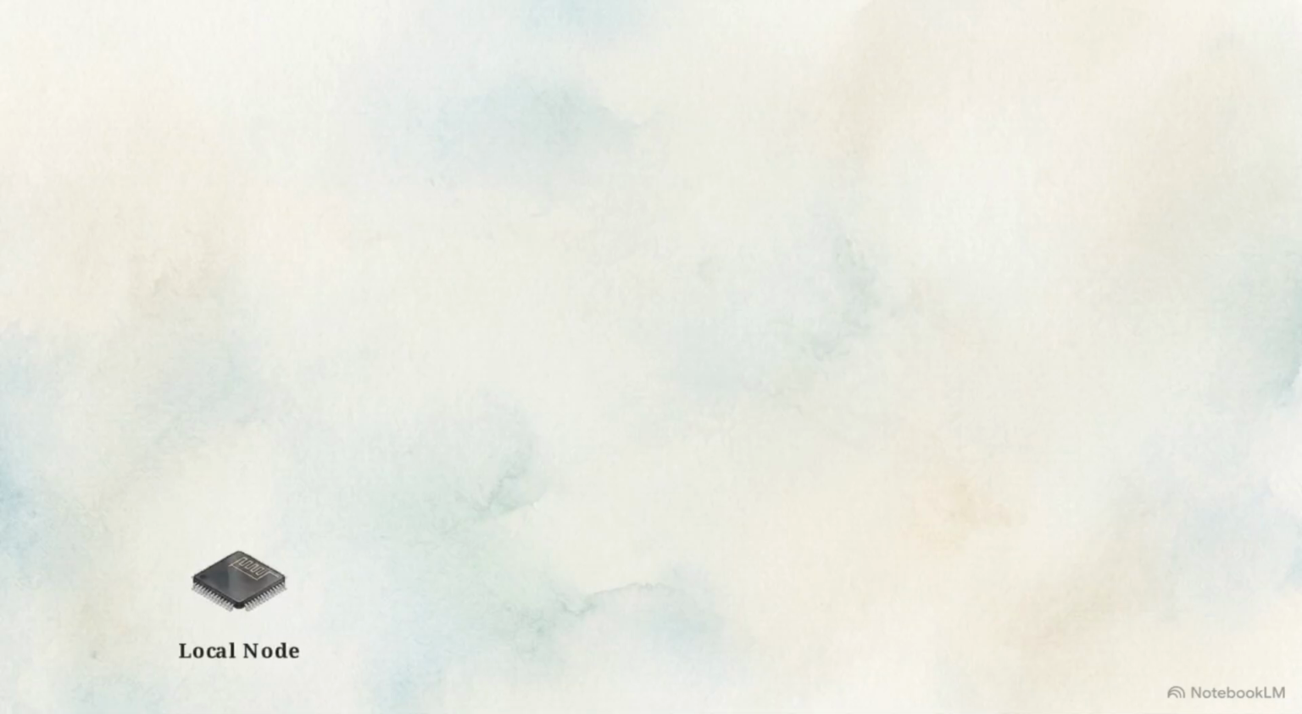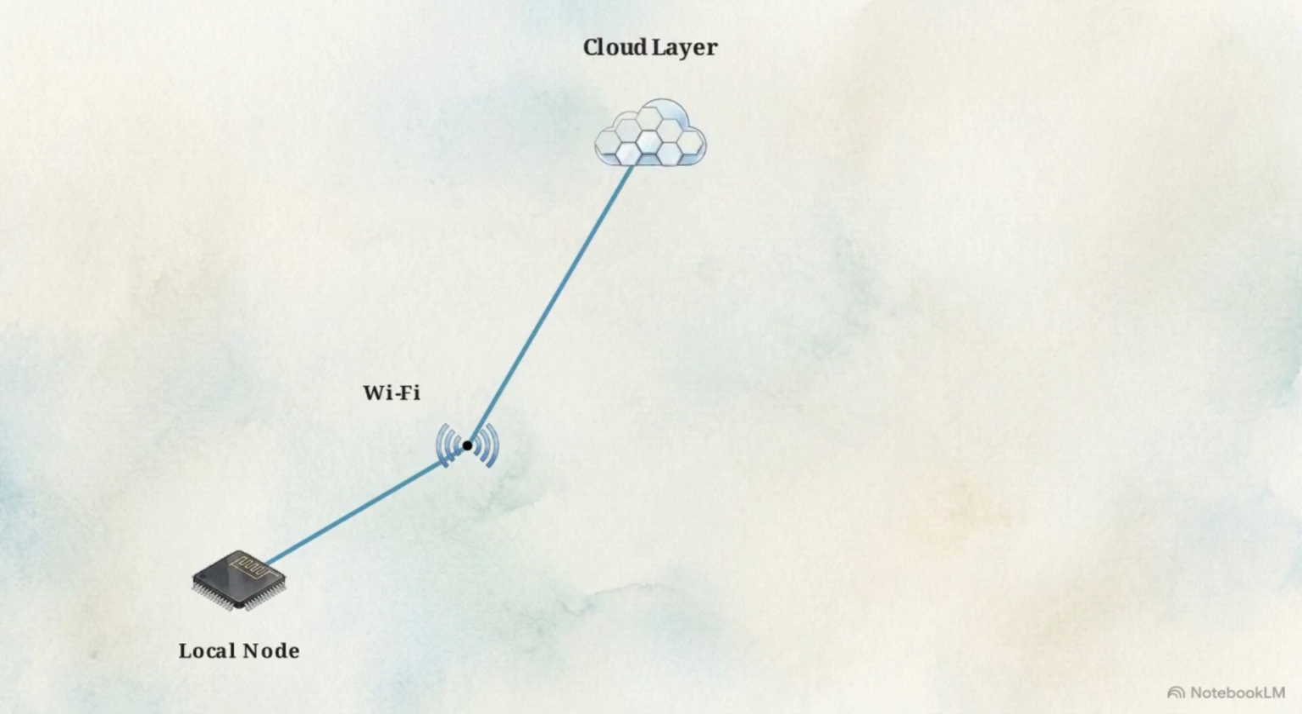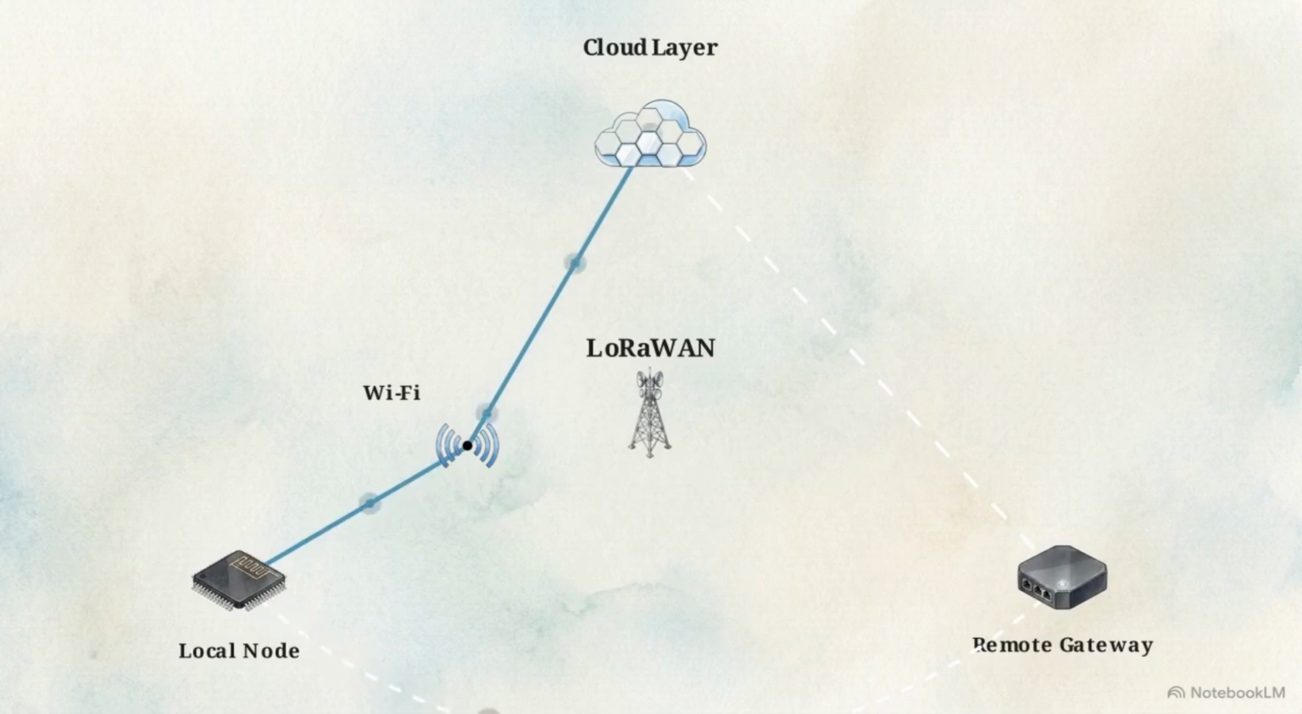This network topology graph shows data packets leaving the local node. Designing this exit path requires balancing bandwidth, range, and power. Short-range communication relies on Wi-Fi or Bluetooth, while remote sensors require long-range, low-power networks like LoRaWAN.